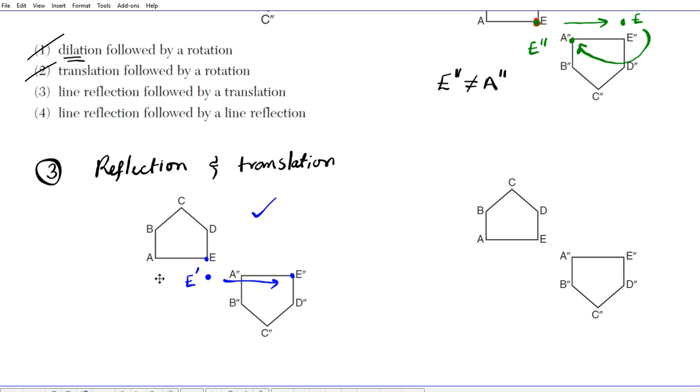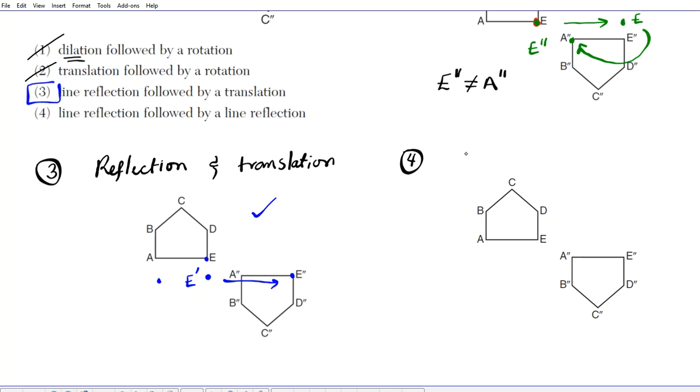Okay? And at this point, A goes here, and then when you shift it, A double prime. So it works out perfectly in this case. So the answer is option number 3. Okay? So let's just do 4 just to help you see that that's the correct answer, and also just sharpen your skills in composite transformations too.